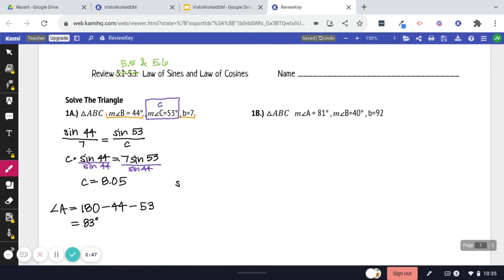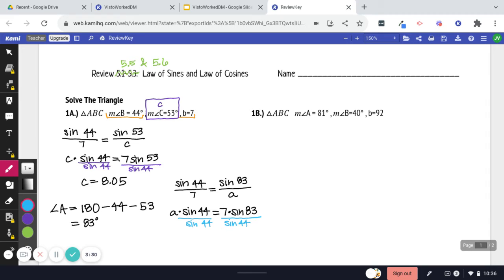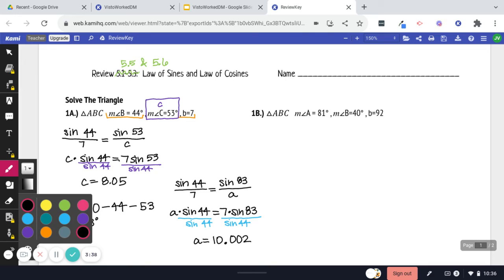And then once I know angle A, I can do sine 44 over 7. I'm circling back to that because I know it's right. And then I'm going to cross multiply. Again, I'm not going to show you this cross multiply for every question, but it's nice to hit the highlights early. So I'm going to divide by sine 44 again, so that's kind of cool. That 7 over sine 44 comes into play a lot. 7 times sine 83 divided by sine 44. And side A here is 10.002. I'm giving you all the decimals. 10 is a fabulous answer for this question, but I'm giving you all the decimals so you can check yours. So we started off with a complete pair, and then we were able to build from there.